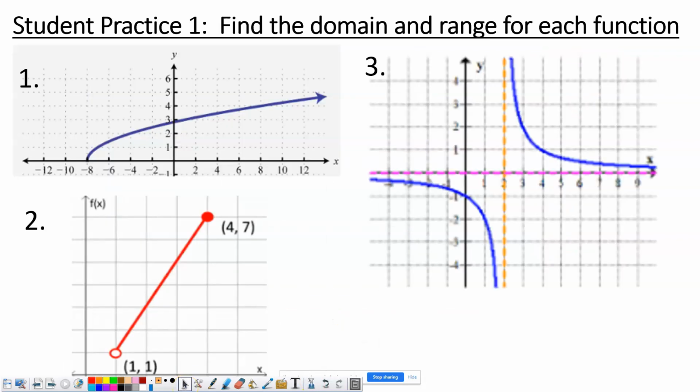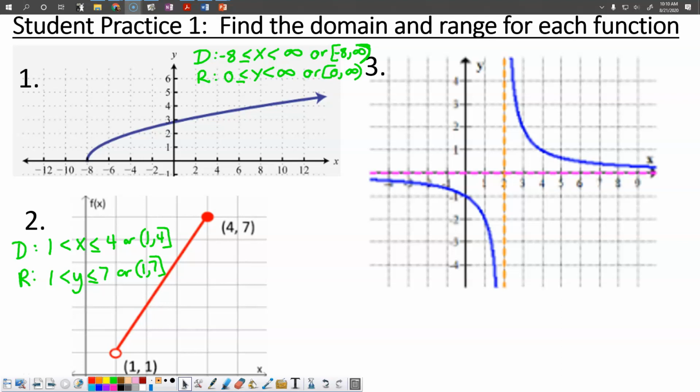Here's a couple for you guys. If you want to pause the video, when you unpause it, you will see the solutions. Okay, so there's the answers for numbers 1 and 2. Now, number 3, I didn't put the answer yet because that one's a little bit complicated. I realized maybe it was a little bit unfair for me to give that to you at the moment. But let's go ahead and talk about it.